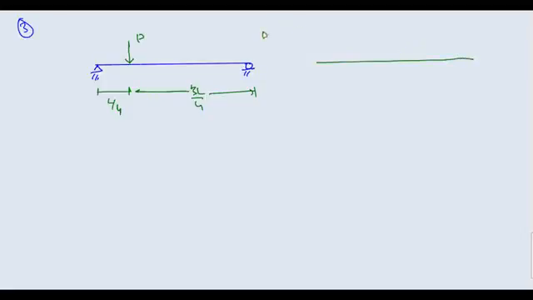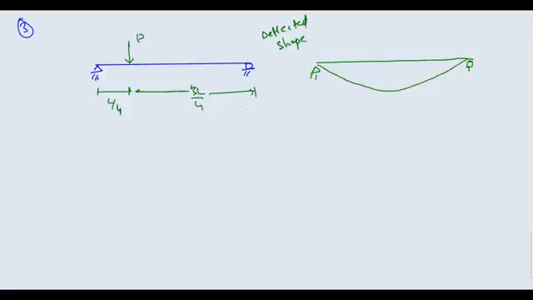You have something like this. You have a beam here, a pin joint here, a roller here. Instead of acting at the center, the load is acting somewhere here. The load is P. This value is L by 4 and this remaining value is 3L by 4. The deflected shape, if I want to draw it, will look something like this.